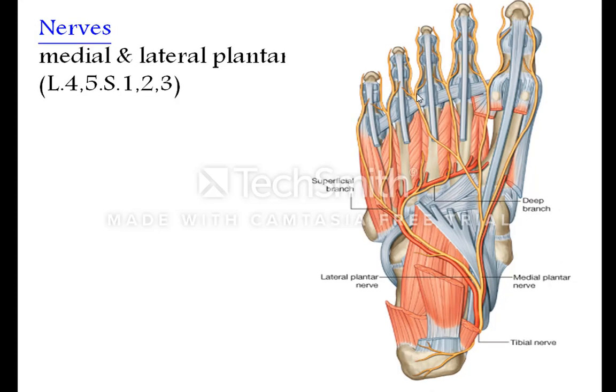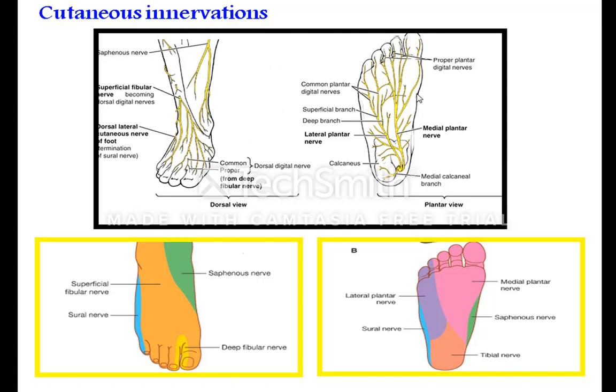The nerves we mentioned, the medial and lateral plantar nerves, give cutaneous and motor supply to the muscles. Again, this is to review the cutaneous supply. Here this is the superficial fibular, and this small space here is supplied by the deep fibular nerve. This is the saphenous nerve, this is the sural nerve. And the sole, here we have the tibial nerve supplying the area over the heel, and here is the medial plantar and this is the lateral plantar, saphenous, and here sural laterally.